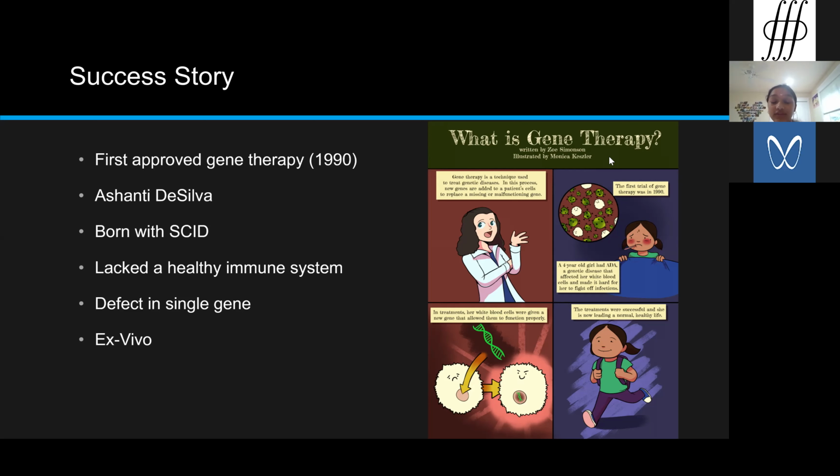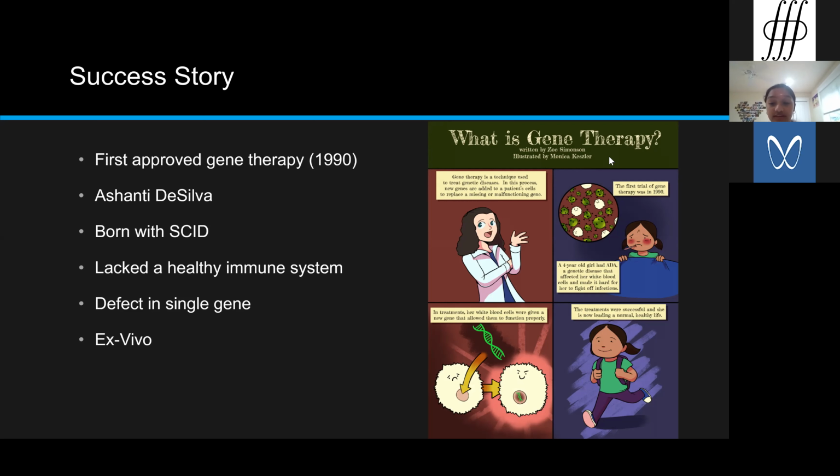If you can remember, this is an ex vivo gene therapy method, because her cells were being cultured outside of her body, and then the new genes were being integrated within that, and then they were inserted back into her. So she's actually doing pretty good now. So that's why it's a success story.